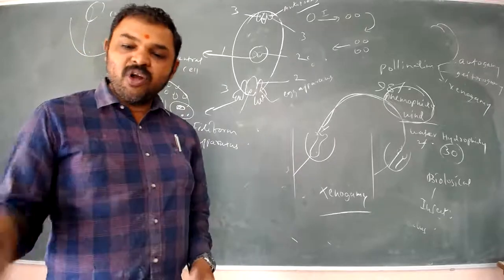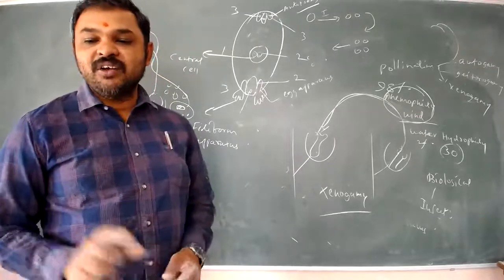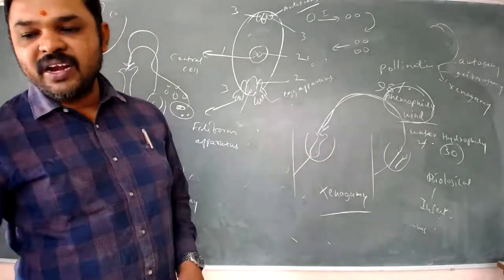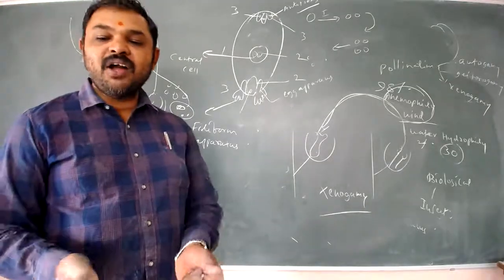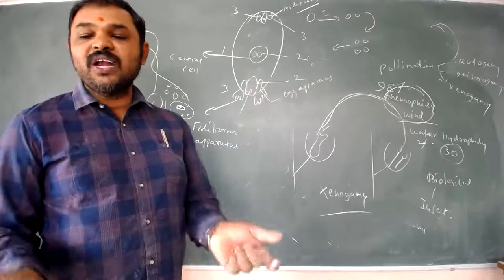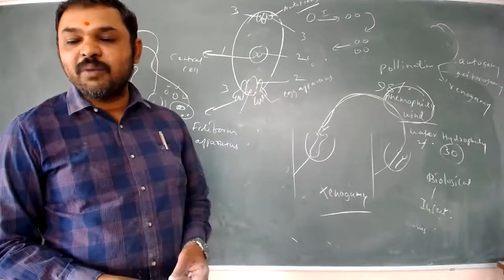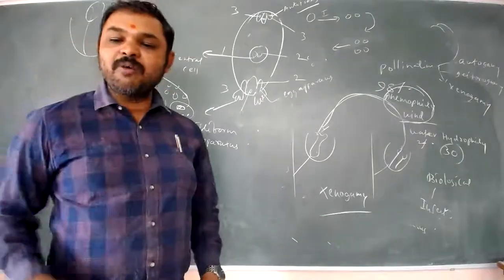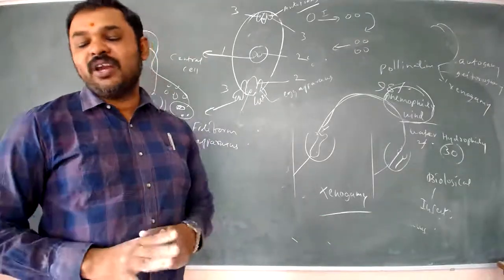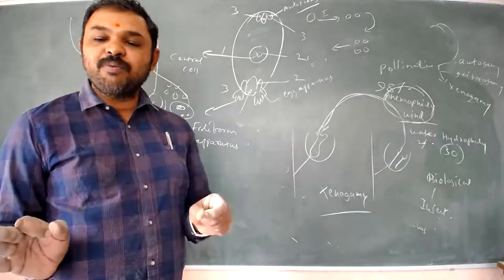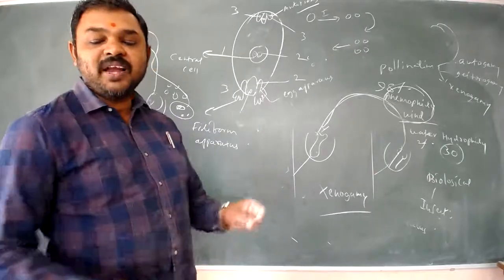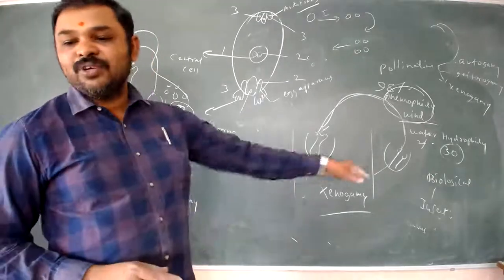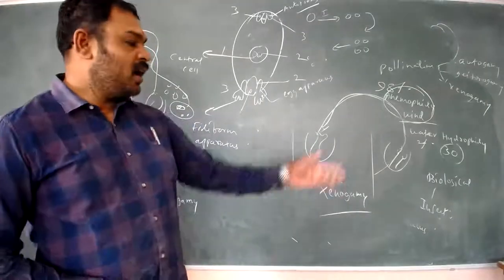And what are the adaptations in water pollination or hydrophily? Pollen grains are surrounded by a mucilage sheath. Why? Because pollen grains are released into water, and by means of water currents they may be damaged. To protect the pollen grain, a mucilage coat is there around it. To swim, ribbon shaped pollen grains are there. Mucilage coat and ribbon shaped pollen grains are adaptations in hydrophilous plants.